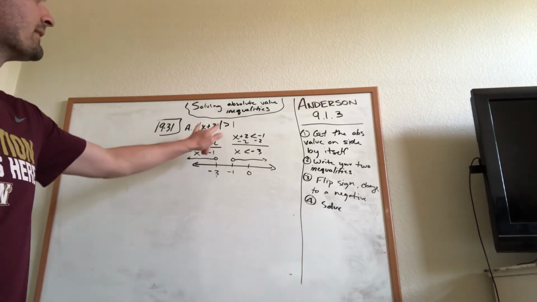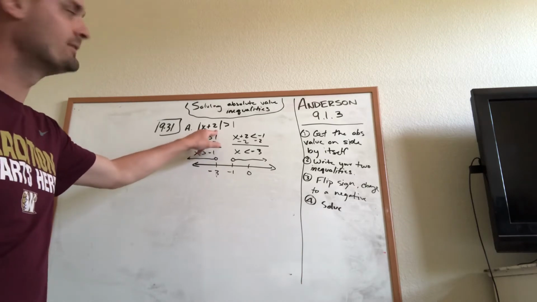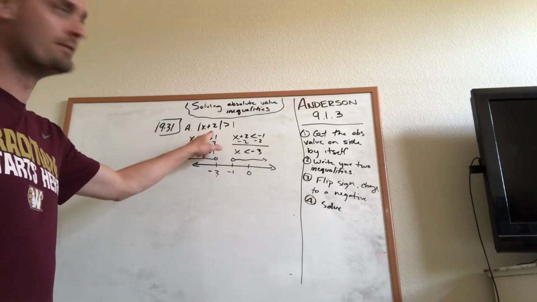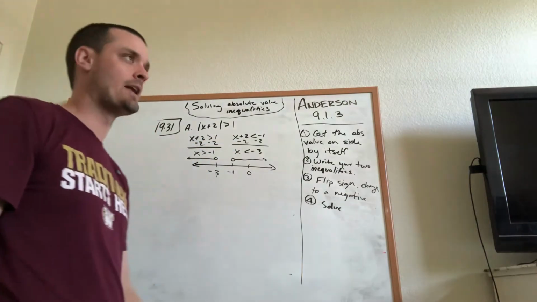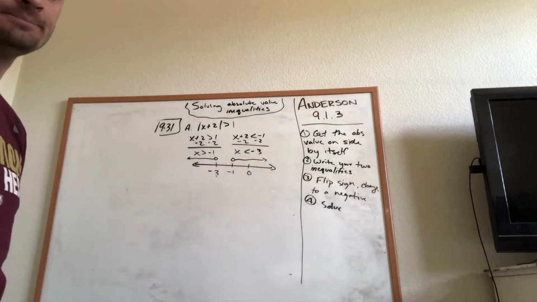Okay, which makes sense because we have an absolute value here. So it's always going to be positive, and we want it to be greater than +1. It's going to be a lot of numbers because 1 is such a small number.